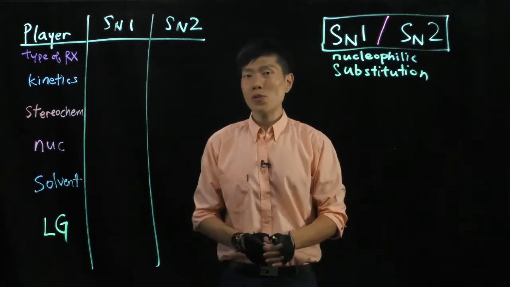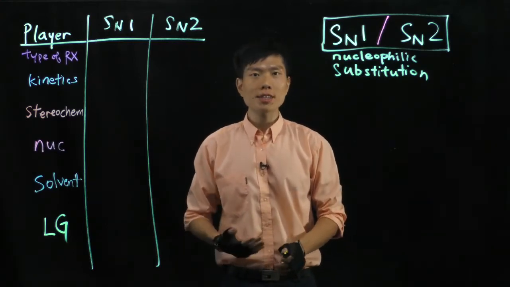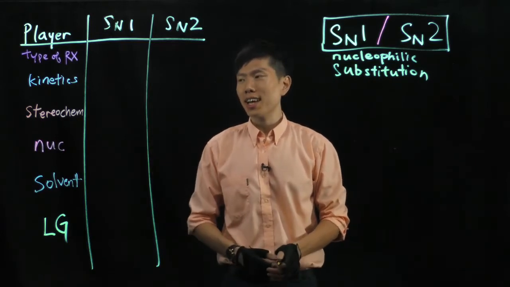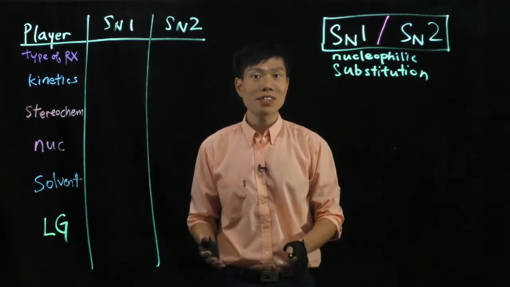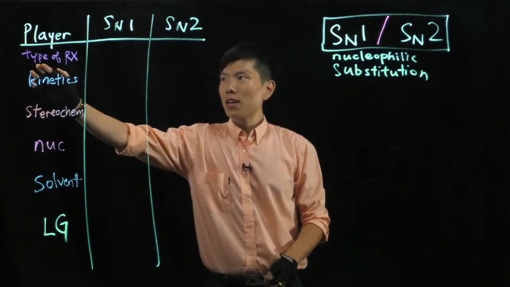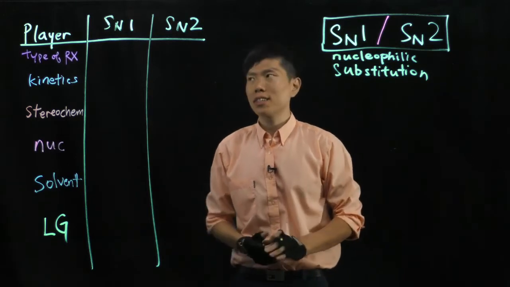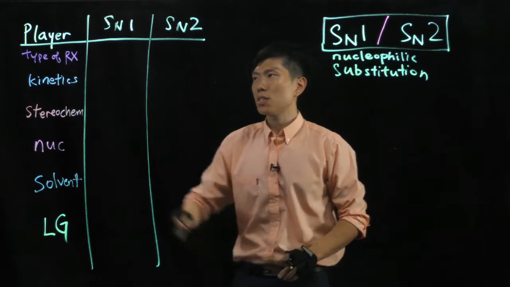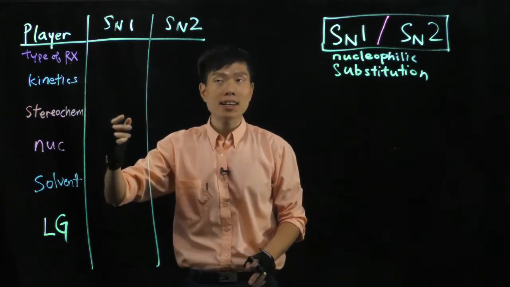Over here, I'll be going through with you a summary to differentiate the factors that affect whether it is an SN1 reaction or SN2 reaction, and what are some of the properties of these mechanisms. Now, first up, the type of alkyl halide or substrate will determine whether it undergoes an SN1 or SN2 reaction. So in this case, I'll be using an alkyl halide as example.